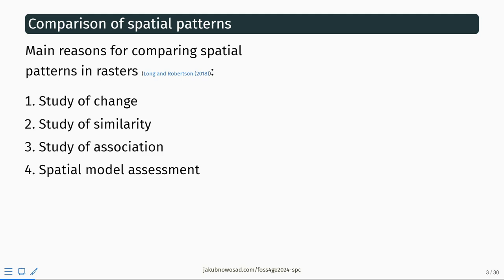And there are several basic reasons to do that. So Long and Robertson state that we can study change. So we have time A, time B, and I want to see if there is a change in spatial pattern that happened from time A to time B. But we can also study similarity. We have location A and location B, and we want to see if those two locations are similar to each other or different. Then we can study association. So then we can think of variables. We have variable A, variable B, and we try to see if they are similar.